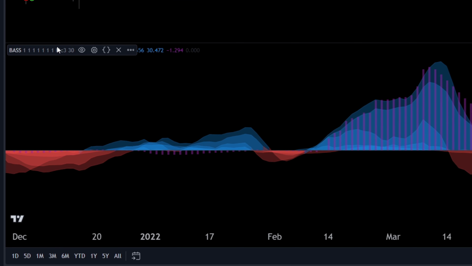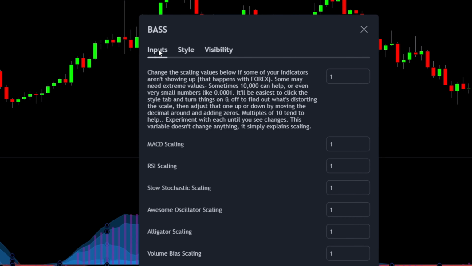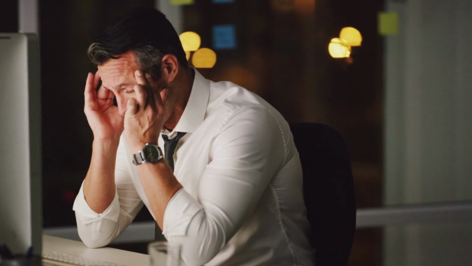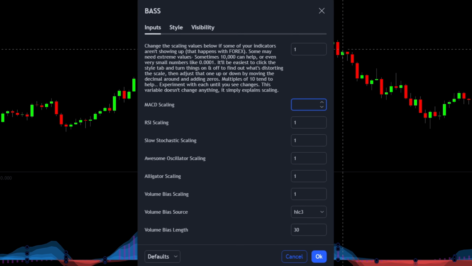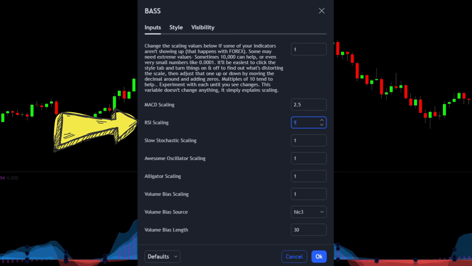So we navigate here to the lower left corner and we press on the settings tab. Then we want to head over here to the inputs tab in the settings. And here, as you can see, we have lots of settings that all have 1 as the standard setting. And this will actually make the indicator much harder to read. But what we want to do here is change the MACD to 2 or even 2.5. I think I would go for the 2.5 here to make the MACD indicator appear clearer. As for the RSI scaling, we can go for a scaling of around 5 here for the RSI.